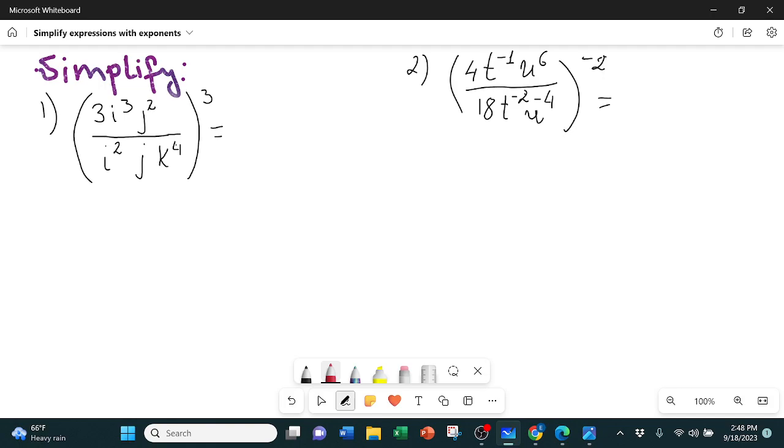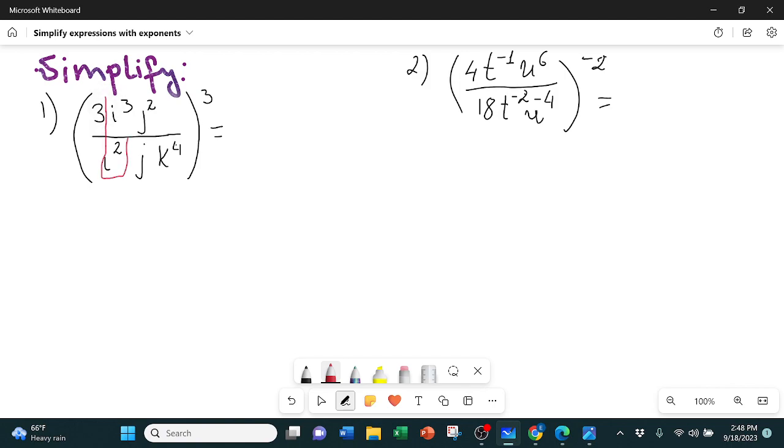In this video, we're going to talk about how to simplify these expressions when we have exponents. Let's start with the first example. I'm going to work first inside parentheses and with the powers with the same base.